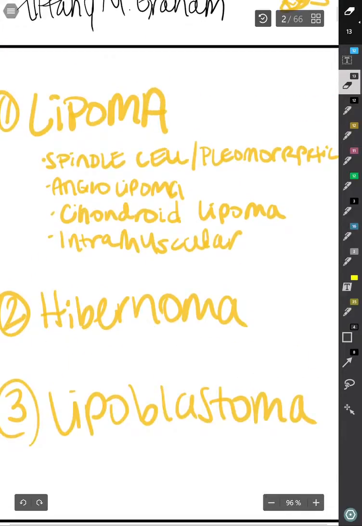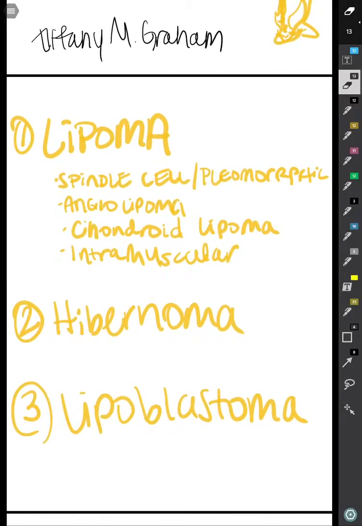So what we're going to look at, we have lipoma. Going to be looking specifically at the spindle cell and pleomorphic, or spindle cell slash pleomorphic, angiolipoma, chondroid lipoma, and an intramuscular lipoma. Not all of these have the translocations, but these are just the high yield ones to know. Then we have a hibernoma and lipoblastoma.